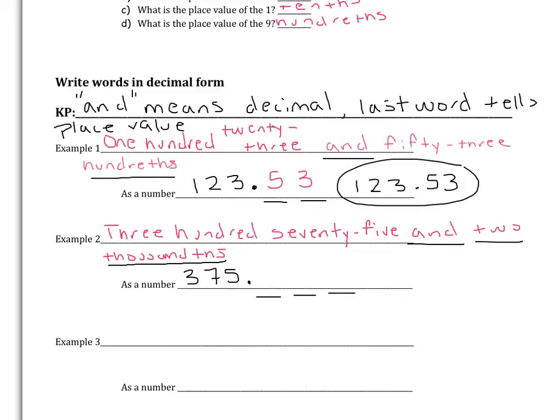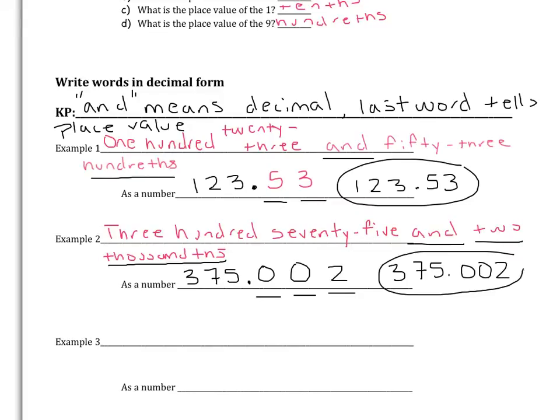So when that happens, and you only have maybe 1 or 2 numbers to fill in the 3 spots that you need, you're going to put it all the way at the end. So I'm going to write my 2 all the way at the end, and I'm going to fill in the other decimal places with zeros. So my final number, rewritten without the lines underneath, would be 375.002.